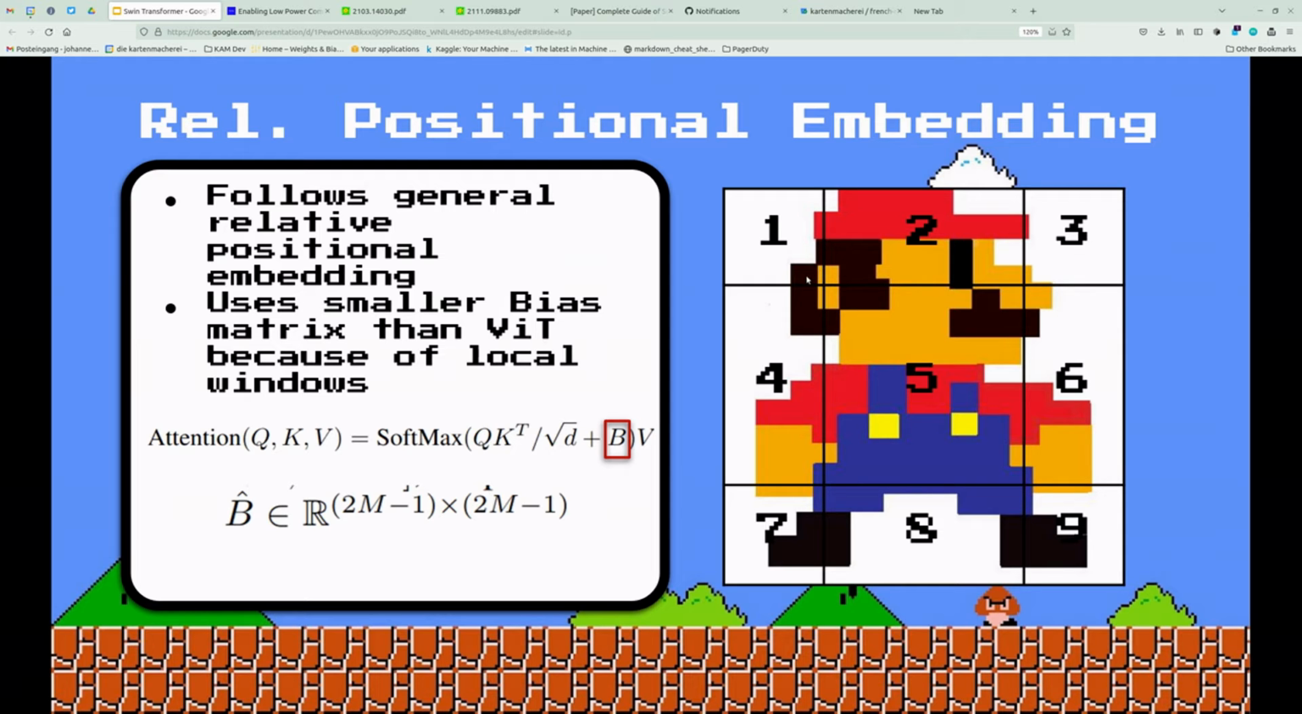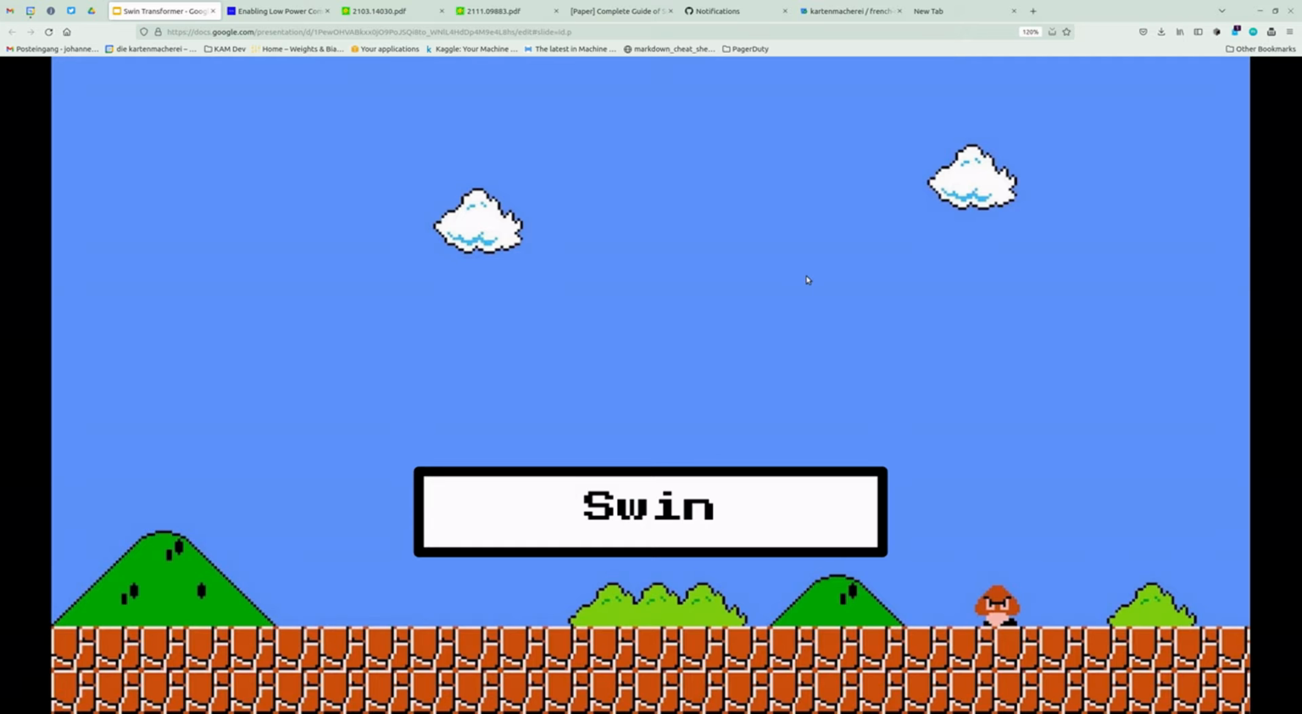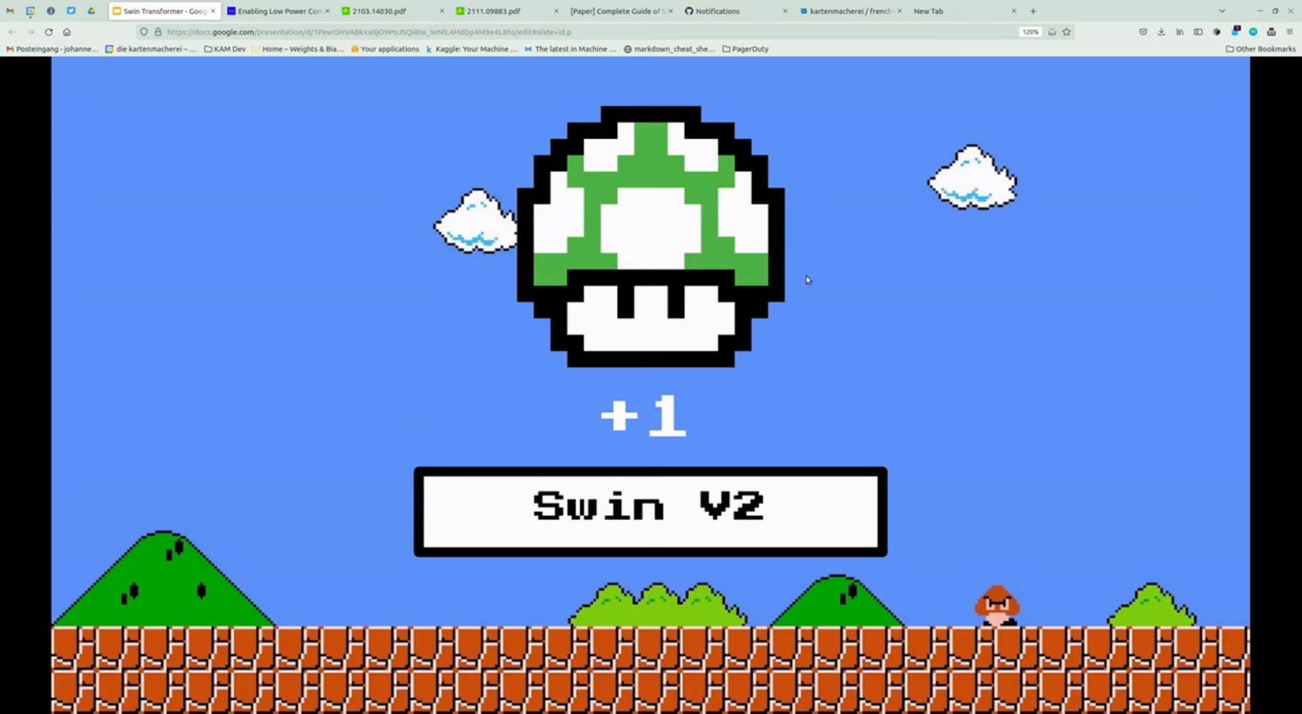In the local windows, you don't have that problem unless you use a really big window size, because in local windows the distances are way smaller, right? Even if you have a window size of 16, that is already a big window, 16 patches. So the range is only 16 and not 100. That's why it's easier here to compute the positional embeddings than for the vanilla ViT, for example. Oh, okay, that was an old animation. Okay, that's it.